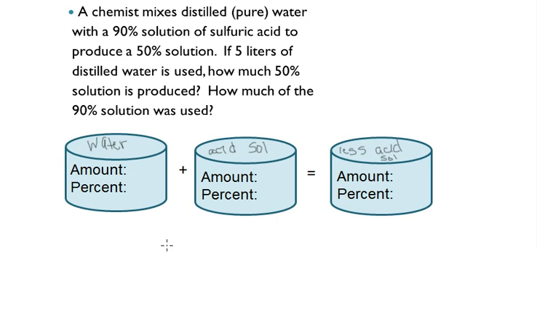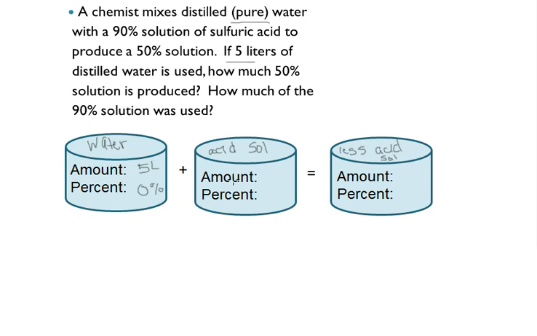In each container, I need to figure out both an amount and a percent. So in the problem, it told me that there were 5 liters of the water used. So I have an amount here of 5 liters. Now, it also told me that the water was pure. So if the water is pure, it should not contain acid at all. So it will be 0% acid.